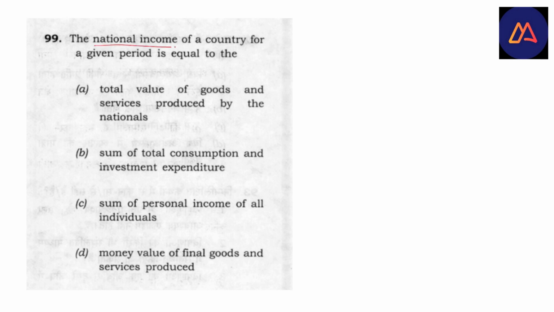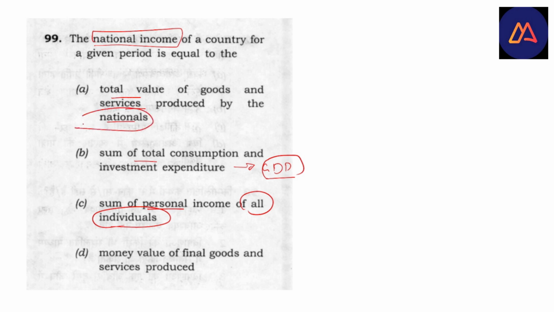National income, this can be a little confusing. National income, total value of goods and services produced, sum total of, I think this is GDP, sum total of consumption, investment, expenditure, something like that. Sum of personal income of all individuals. See, all individuals means you will have international people also. So by national, so national income, something relevant to this. So this is the answer.